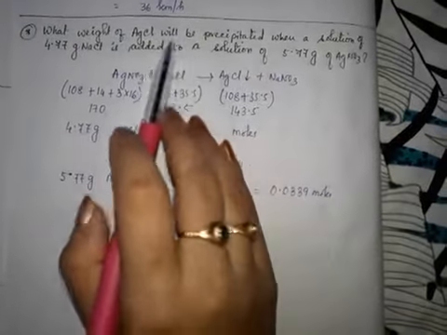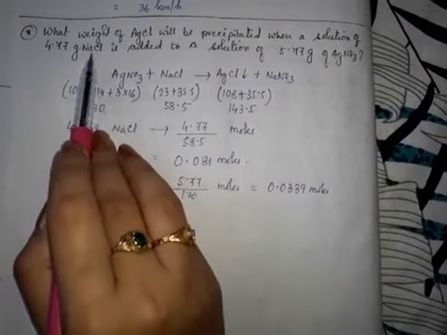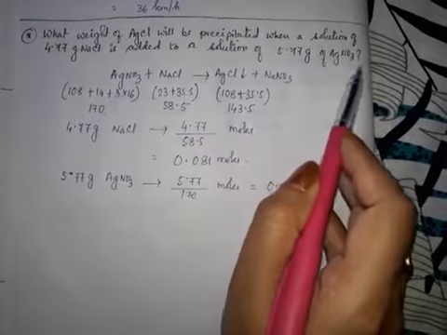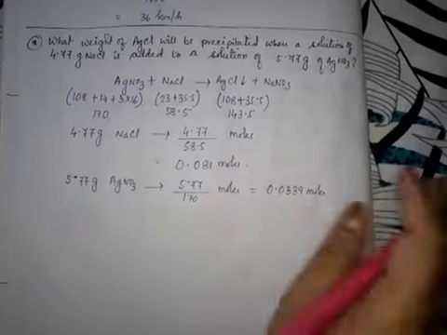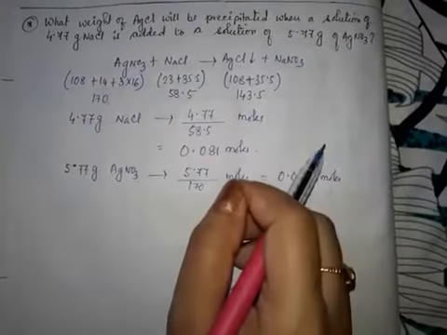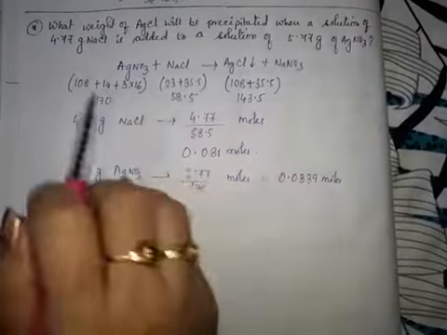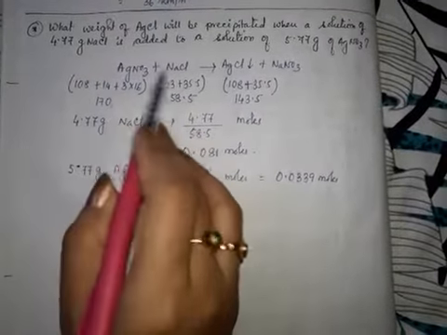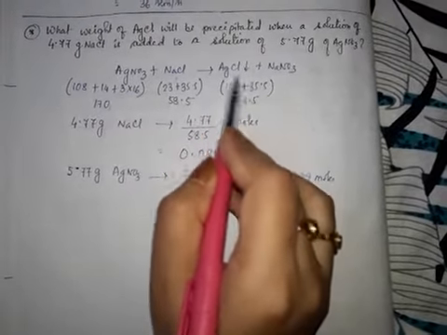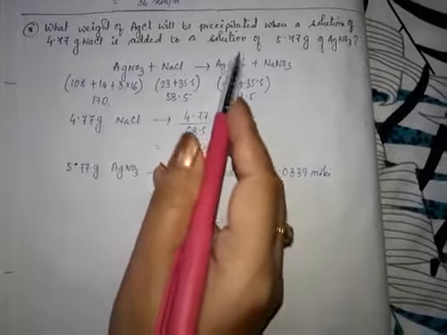What weight of AgCl will be precipitated when a solution of 4.77 gram NaCl is added to a solution of 5.77 gram of AgNO3? So now we have to understand which chemical reaction the problem is talking about. This is a precipitation reaction with NaCl and AgNO3. We have written here the chemical reaction of AgNO3 and NaCl, which produces AgCl as a precipitate and NaNO3.